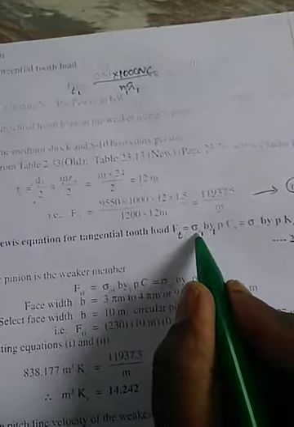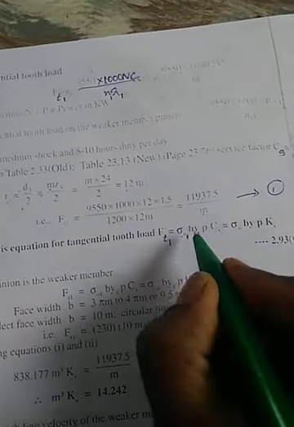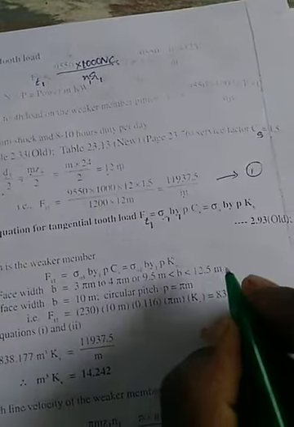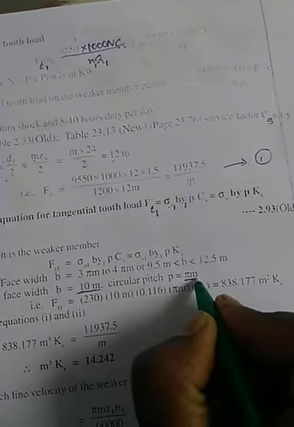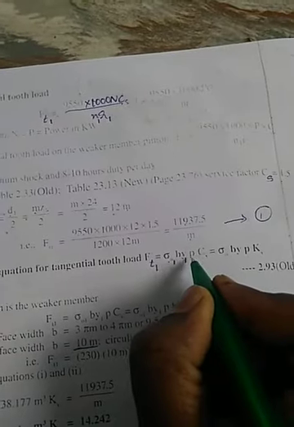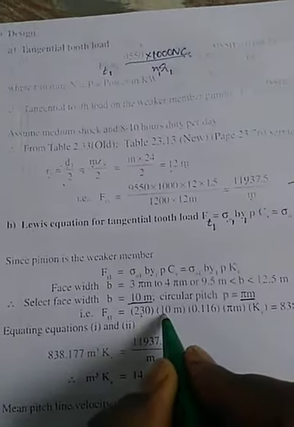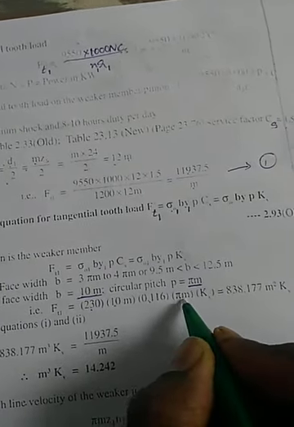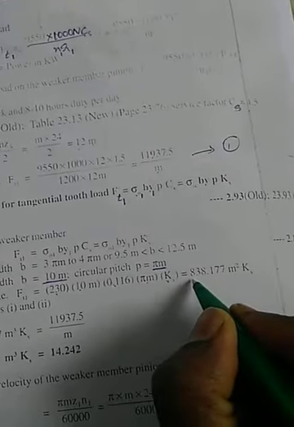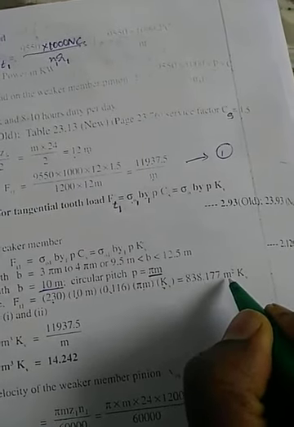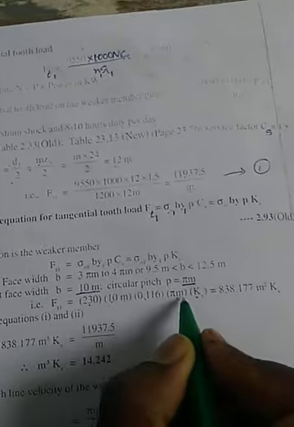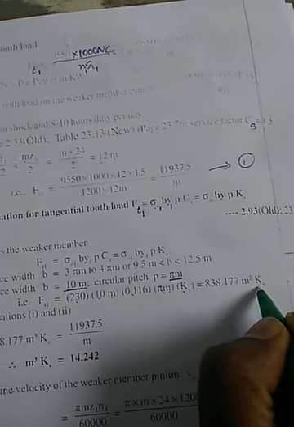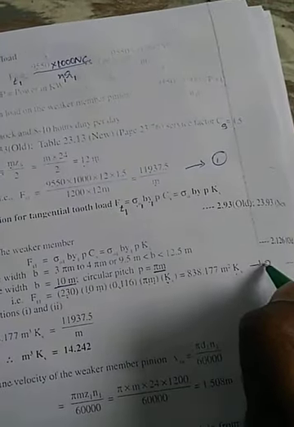So already sigma naught 1 we know, and this is nothing but Ft1. B is equal to 10 into module, P is equal to pi into m. So in sigma naught 1 given, substitute everything. Sigma naught 1, B is 10 into m, and the value of P is pi into m, keep Kv as it is, we will get 838.177 m square Kv. Since we are having m here, we are having m here, m square Kv. So this gives equation number 2.